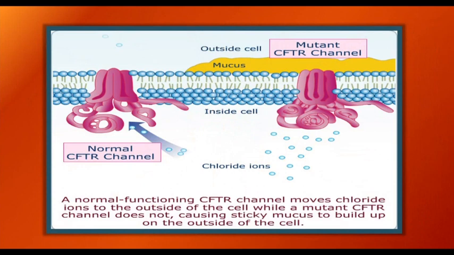This picture shows the chloride channel, the normal and the abnormal one affected by mutation, across the cell membrane. So here is the normal CFTR channel. CFTR, as we say, is the cystic fibrosis transmembrane conductance regulator. This is the normal, allowing the chloride ion to move out of the cell.